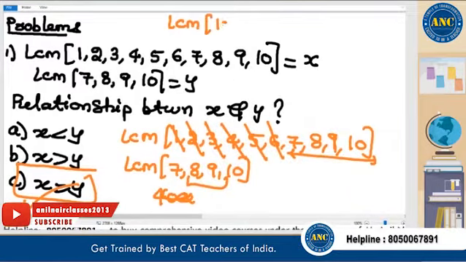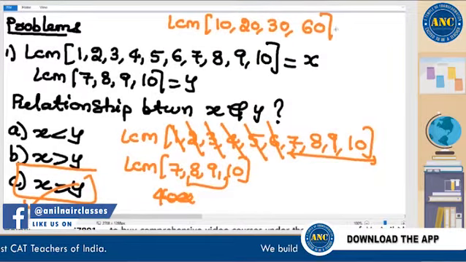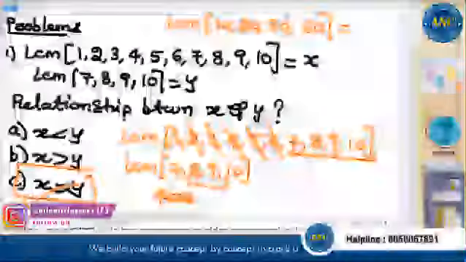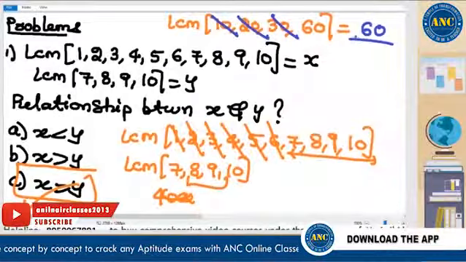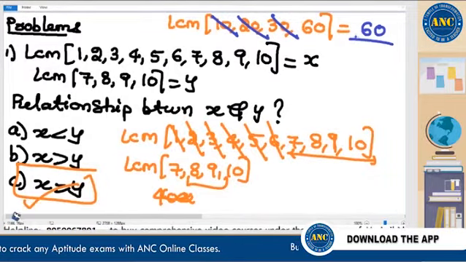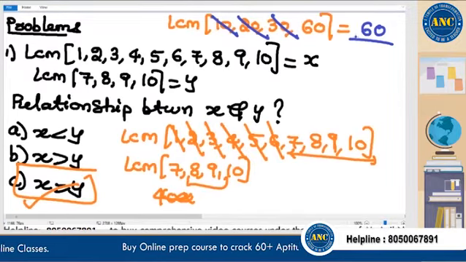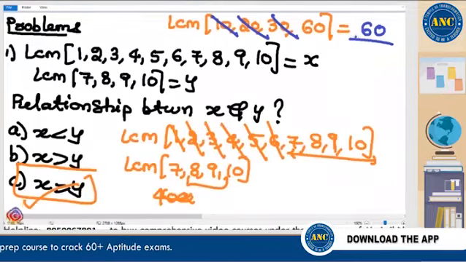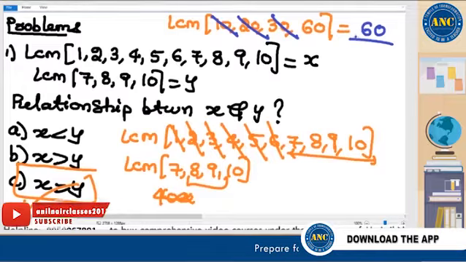Suppose if in the question he has given LCM of 10, 20, 30, 60. LCM always takes the highest power of the given prime basis. Answer is 60. Very, very good question. Very, very logical question. I hope it is clear. LCM always takes the highest power of the given prime basis. Idea is clear. Now let us increase the level of difficulty.